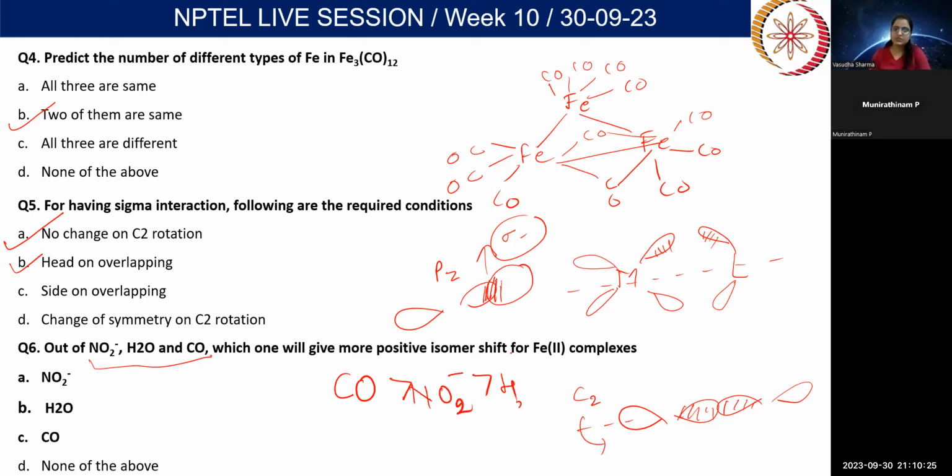So now tell me which one is going to have more positive isomer shift for iron complexes. H2O. Right. So when we have a weak field ligand, which is donating, that will increase the d electron density and that will have the more positive value. So out of these three, H2O is the right one.